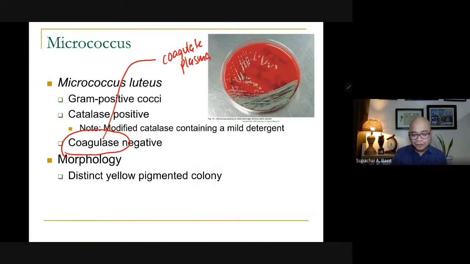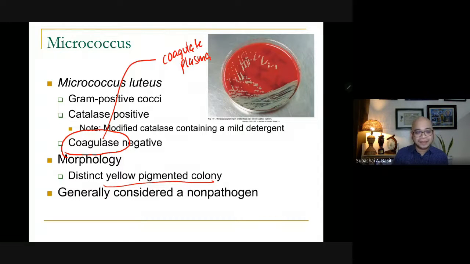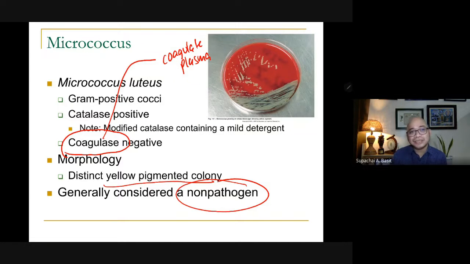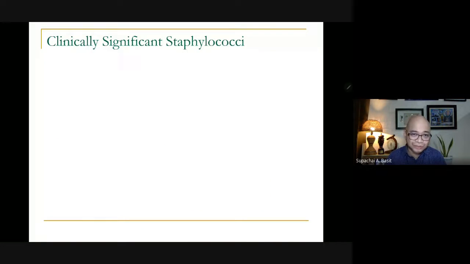Okay, so it has a distinct yellow pigmented colony. Okay, and they are generally considered as non-pathogenic. So later on, we will be revealing that there are three medically important species of Staphylococcus. I'm just introducing to you the species that are closely related to Staphylococcus aureus.